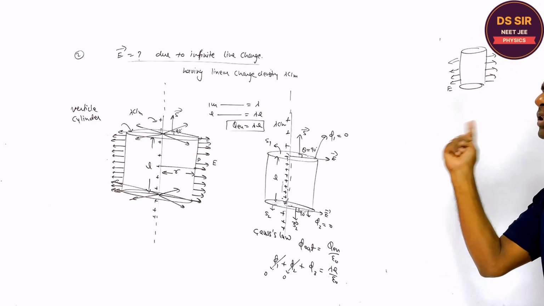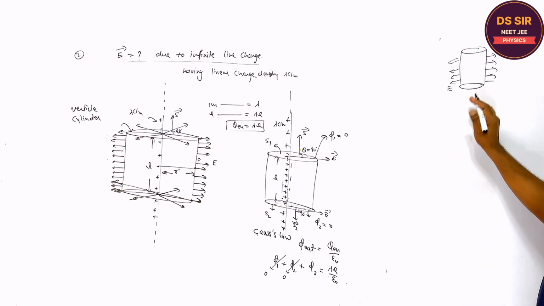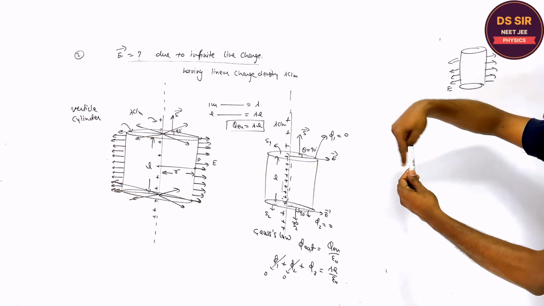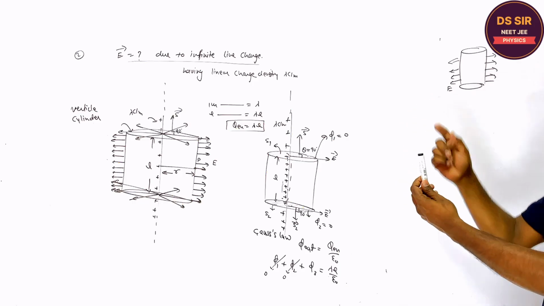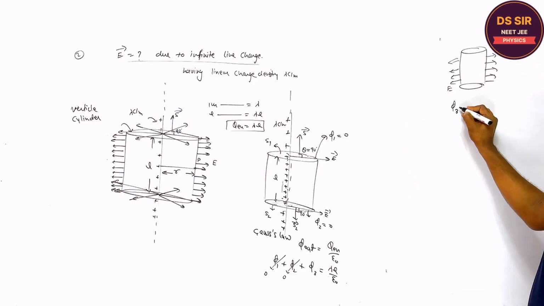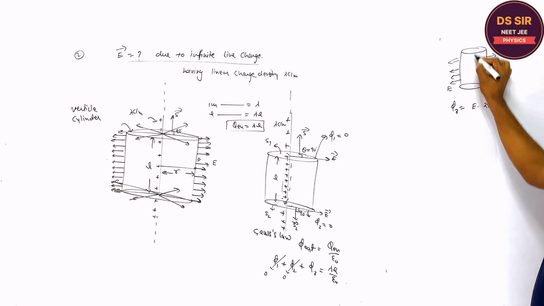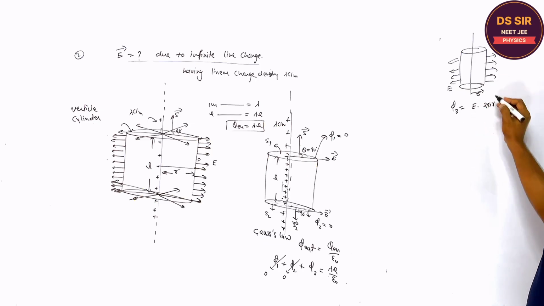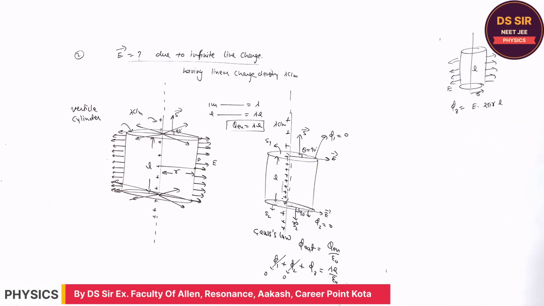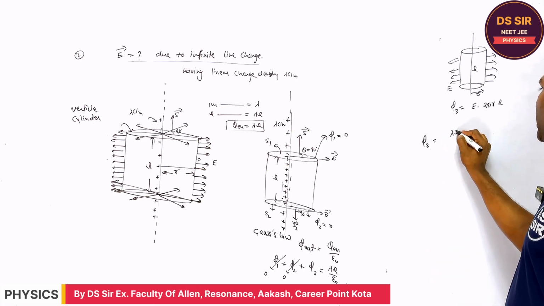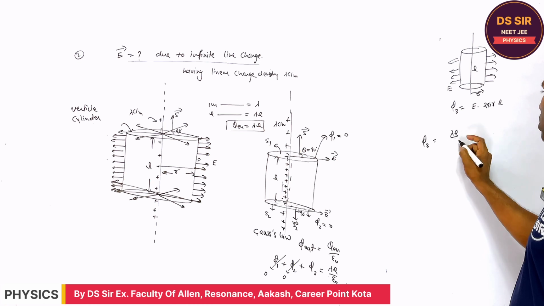So E, and what is the area of this lateral surface? 2 pi r into L. So the flux coming out from this lateral surface is nothing but E into area, 2 pi r L, where r is the radius and L is the length. This is the value of phi 3, so phi 3 is equal to lambda L upon epsilon naught.